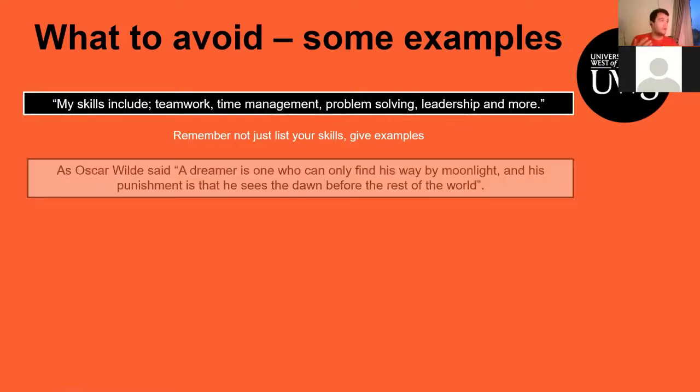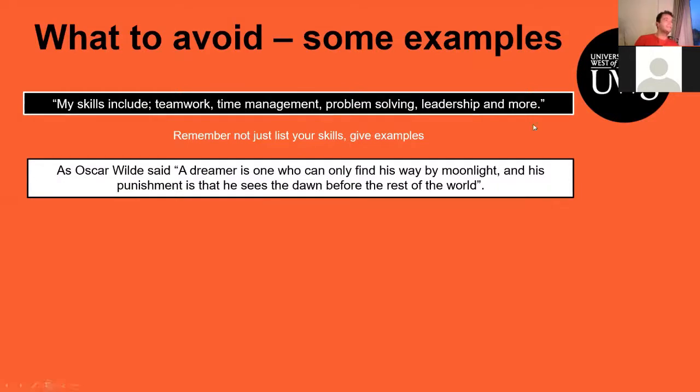So for the second one, as Oscar Wilde said, a dreamer is the one that only finds his way by the moonlight, and his punishment is that he sees the dawn before the rest of the world. So what's wrong with this, or including this on your personal statement?